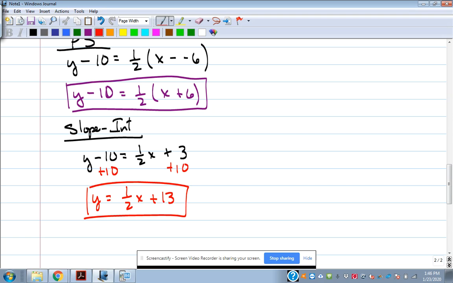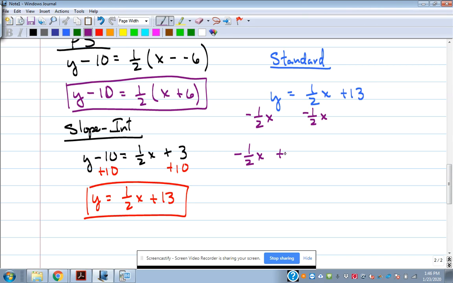Now let's go to standard form. Just get that, tie it all together with all the different forms here. So I got y equals 1/2 x plus 13. What do I do? Yeah, move the x over. That's negative 1/2 x plus y is equal to 13. If I do that, that'll change the sign.